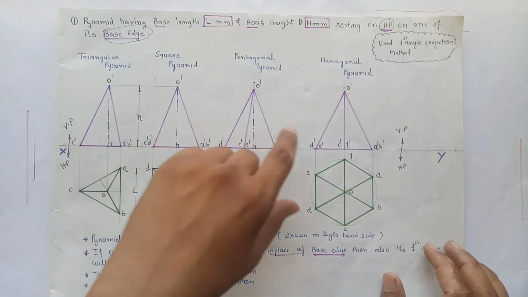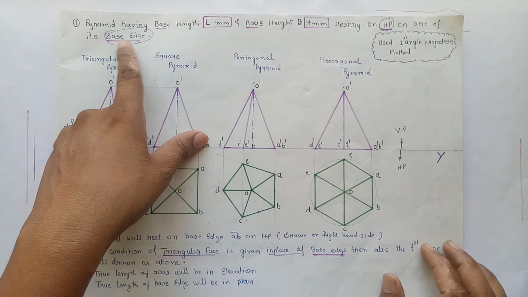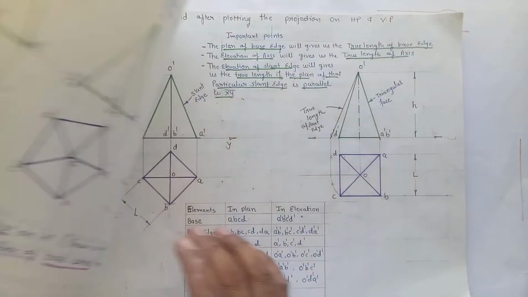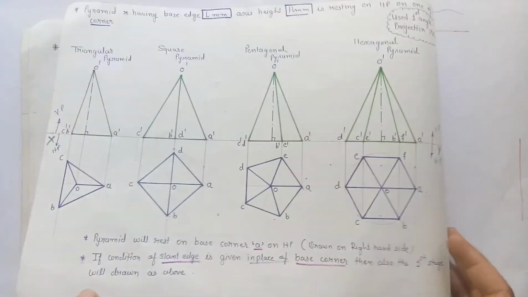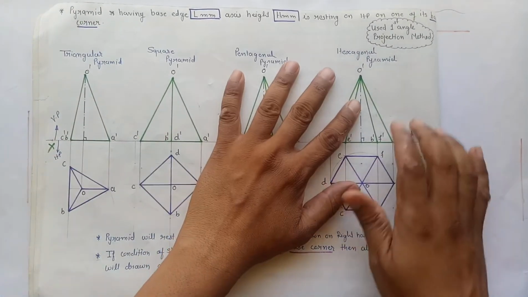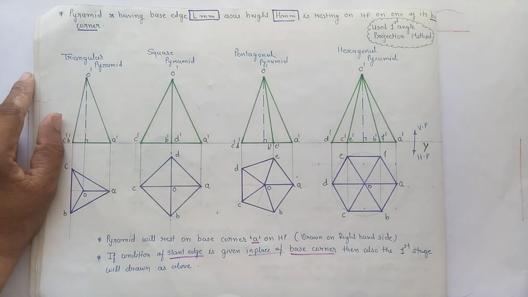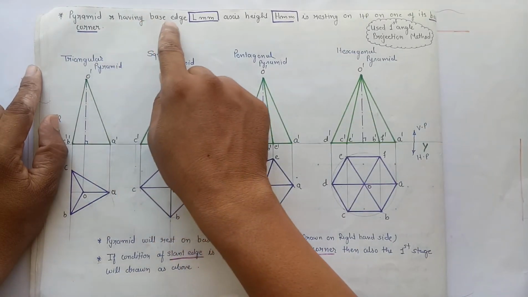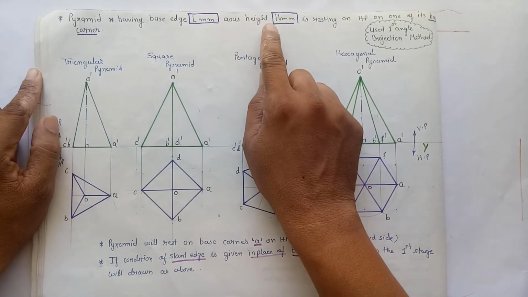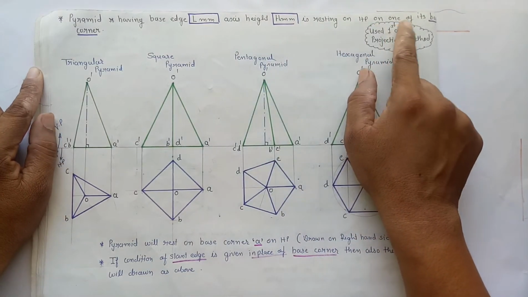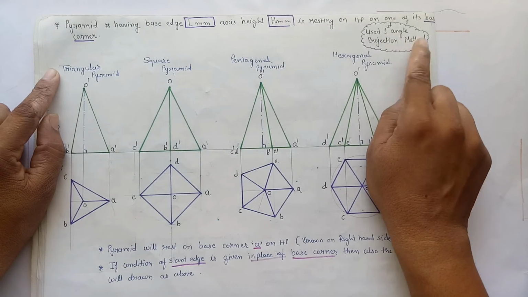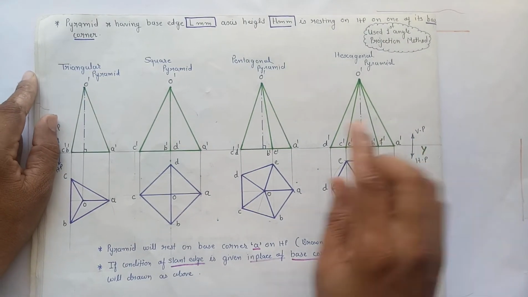Now if we change this particular statement, or we replace this particular word, that is base edge, with base corner, the first stage will be drawn like this. So you can get the idea how we can draw the first stage. The pyramid having base edge n mm, axis height h mm, is resting on HP on one of its base corners. Now for base corner, we have to use the first angle projection method again.